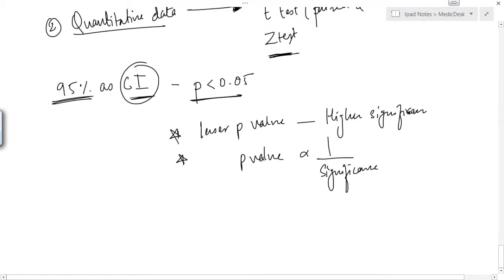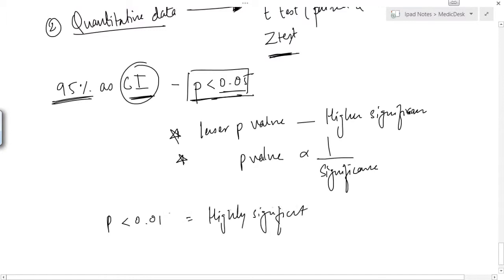We take 95% as confidence interval for calculating the sums at 0.05 level. And if the p-value is less than 0.01, it is highly significant, and that would be equal to 99% of the confidence interval.